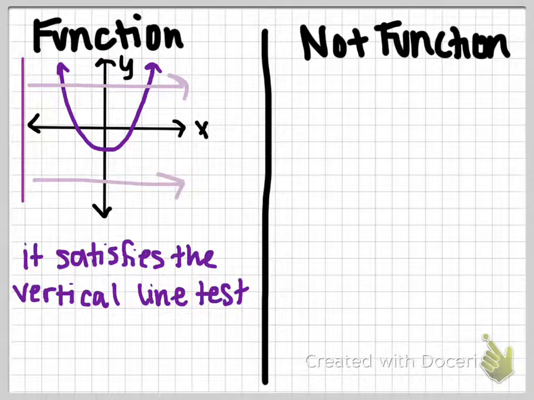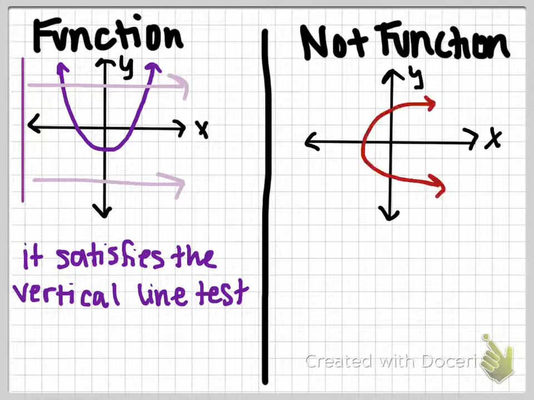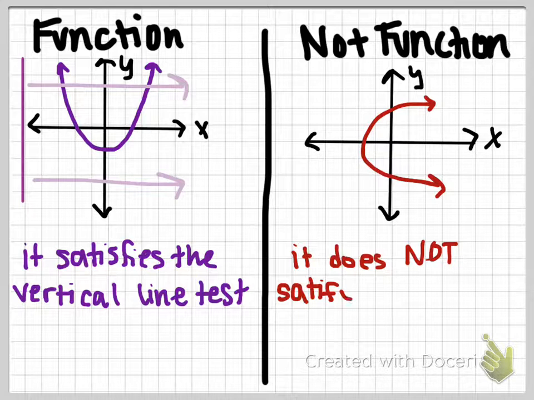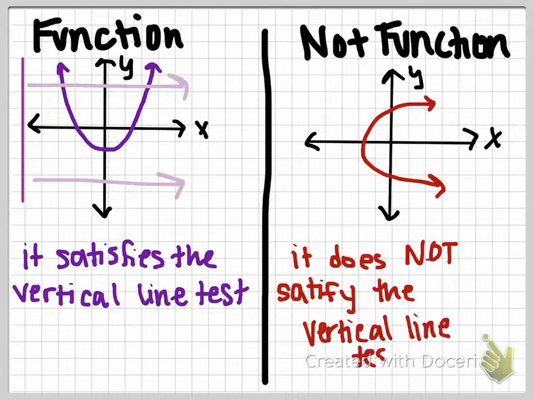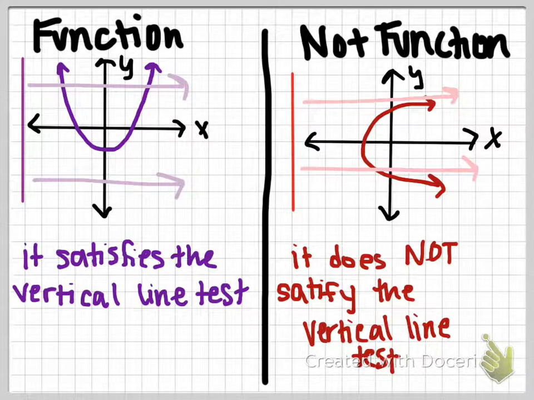A not function may look something like this. This is a not function because it does not satisfy the vertical line test. Again, the vertical line test is whenever you take a vertical line and you move it left to right across the graph. When you do this on this graph and you get into where the dark red line is located, that curve, you'll notice that that curve passes through your vertical line at 2 places at the same time, and that's not okay.